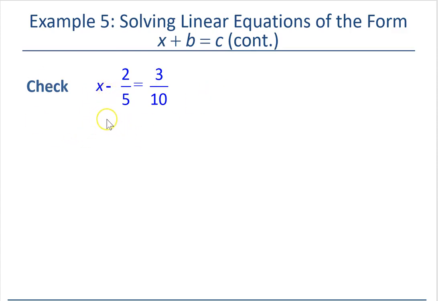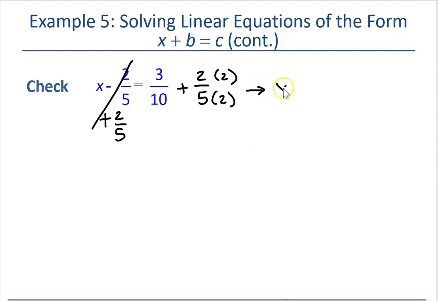Notice you've got minus here. Well, let's do the inverse of subtraction, and that's going to be a plus. Well, plus 2/5. I'm going to do that on one side, and all I have to do is do it on the other side as well. Okay, these are going to cancel out. And notice that these right here are going to have common denominators. Well, let's make a common denominator here. And we're going to have x equals 3/10 plus 4/10. And that's going to give us x equals 7/10.